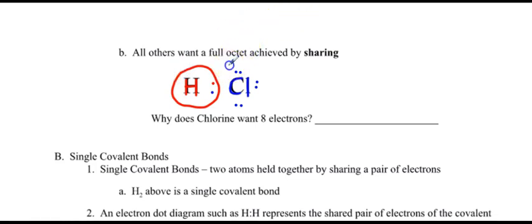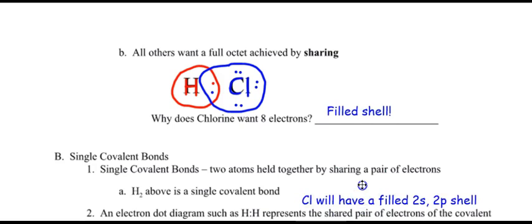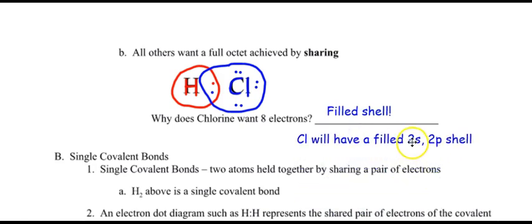And then chlorine over here has now claimed 8 electrons. It's sharing these electrons. The overlap is the sharing. So chlorine has 8 electrons around it, and it has a filled shell, okay? So why does chlorine want 8 electrons? It's a filled shell. Chlorine will now have a filled, actually it's a 3s. Let me fix this quick. A 3s, sorry about that, and a 3p shell, okay? And that means it's going to have that stability like its noble gas, like argon.